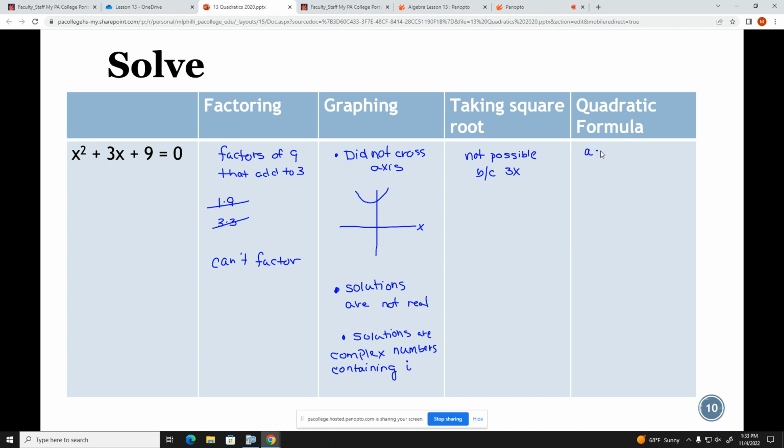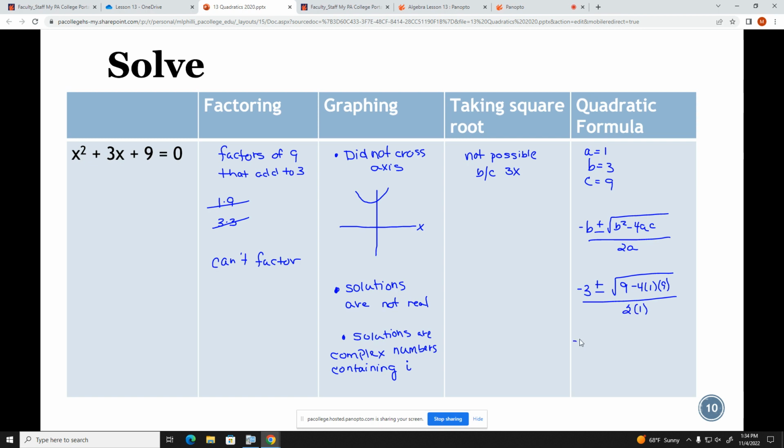I note that a is 1, b is 3, c is 9. My formula is the opposite of b plus or minus the square root of b squared minus 4ac, all over 2a. And I plug in the numbers. The opposite of b is negative 3 plus or minus the square root of b squared, which is 9, minus 4 times 1 times 9, all over 2 times 1.